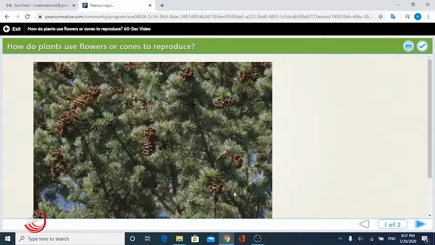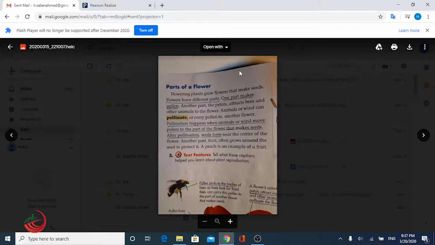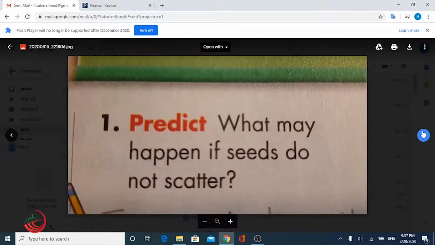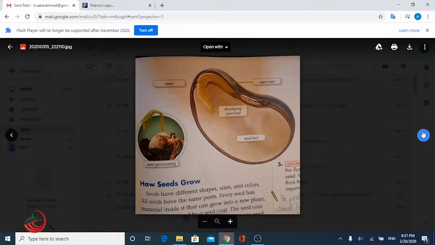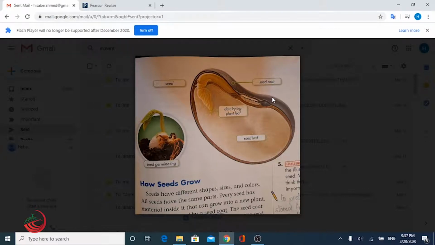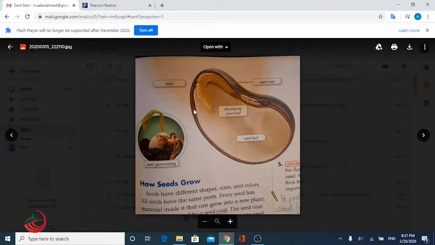Now we will proceed with page 131 to explain how seeds grow. Now, if you look at this bean, the dark brown part is called the seed coat. Seed coat. What do you think is the role of this seed coat?